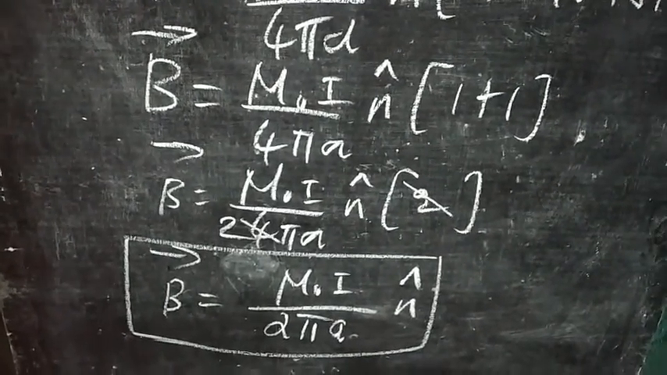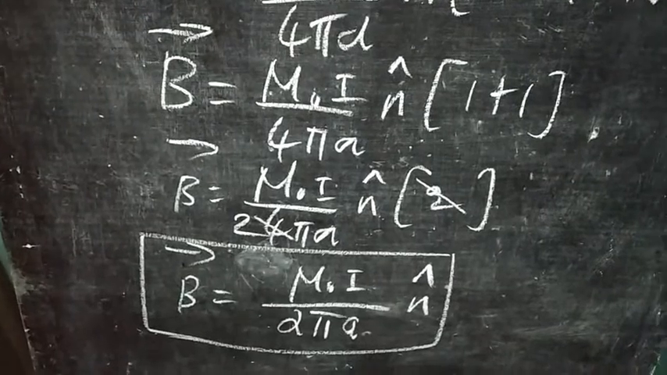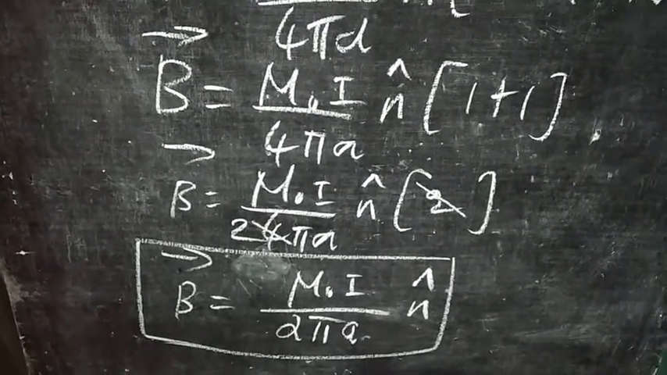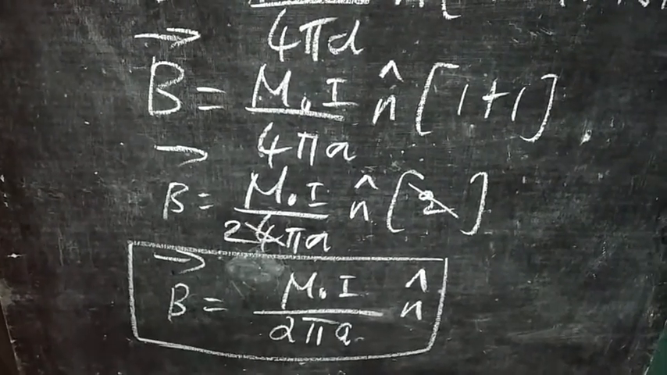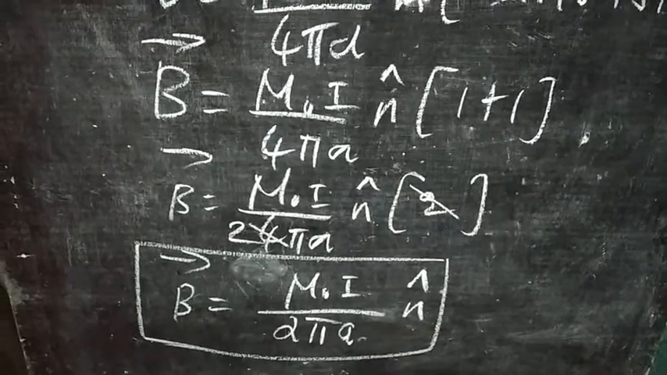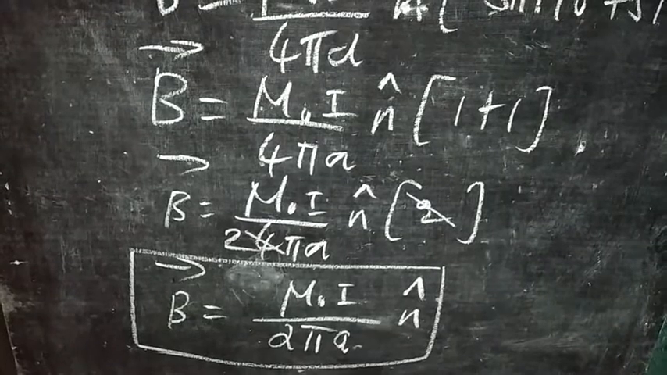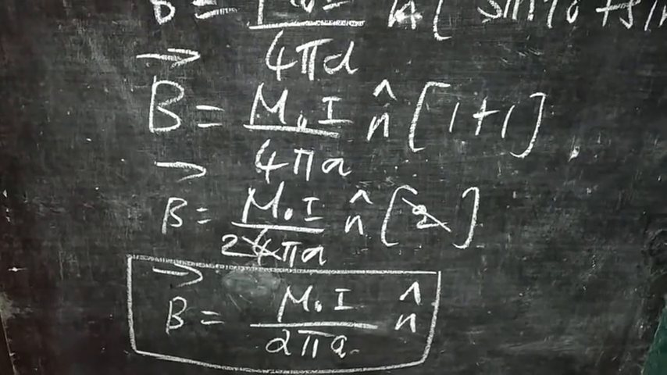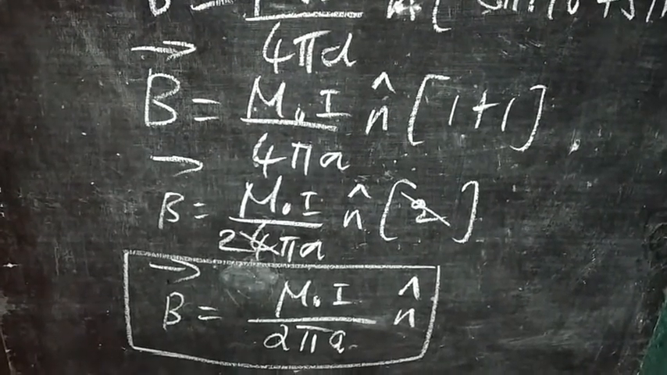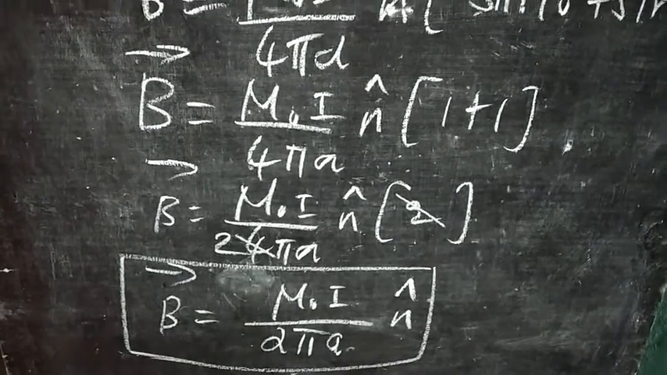From this equation, knowing the current I and distance a, we obtain the total magnetic field at a point P due to a long straight conductor carrying current.